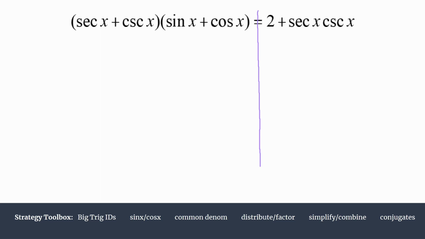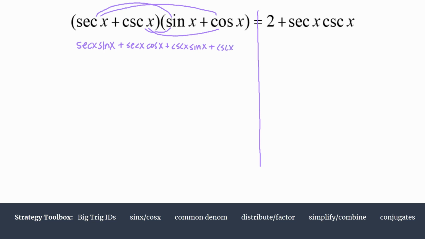All right, so we'll FOIL this binomial. So we're multiplying the first terms first. We'll have secant x, sine x, and then we'll multiply the outer terms. We'll have plus secant x, cosine x. Then the inner two terms, plus cosecant x, sine x. And the last two terms, plus cosecant x times cosine x. All that equals, I'll abbreviate it right side instead of rewriting the terms above.